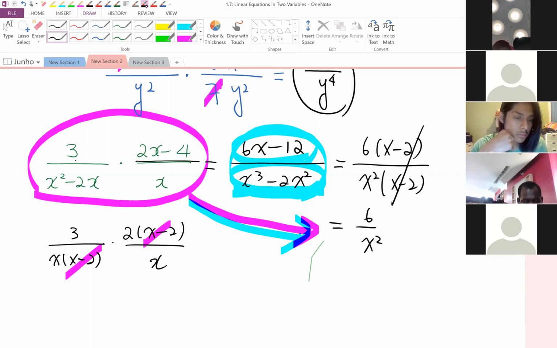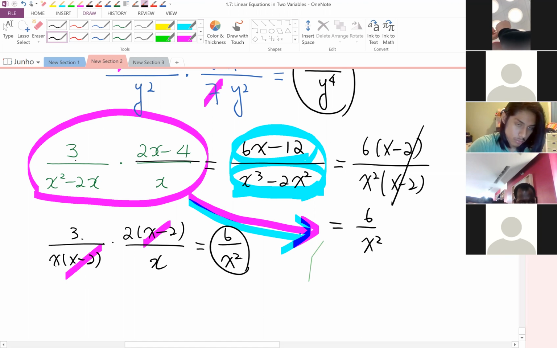Now, anything else we can simplify? No, we just multiply. So 3 times 2 is 6, x times x always becomes x squared. Okay, we reach the same answer, but we skip this step basically, right?